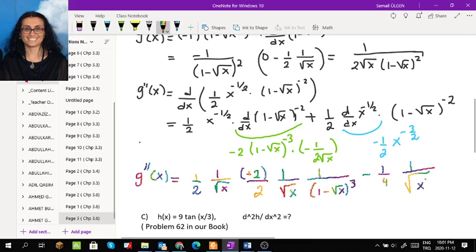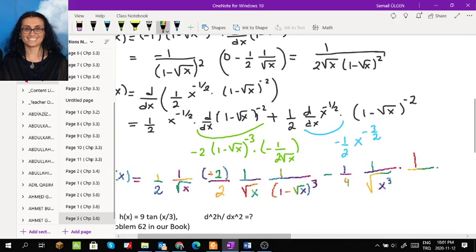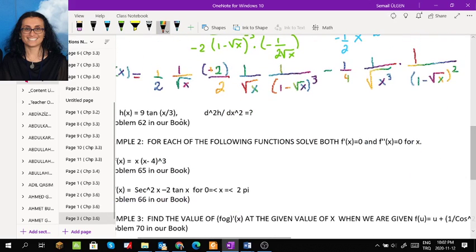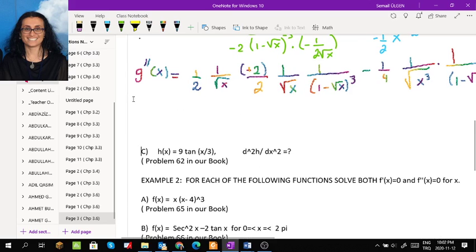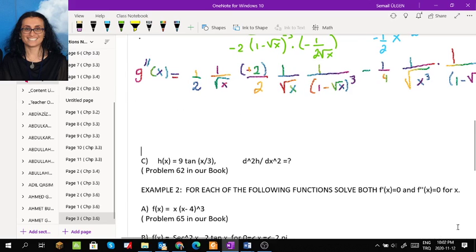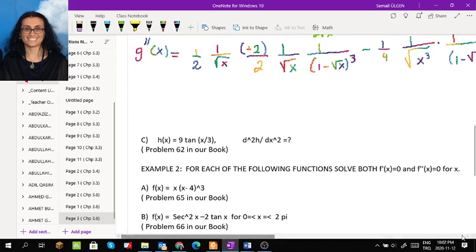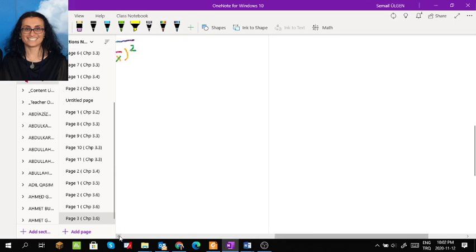negative 1 over 4, 1 over square root of x cubed here times 1 over, let's move this towards the right a little bit. And then here 1 minus square root of x to the second power. Okay, so I have that. Now if I want to simplify, I can. Let's try to simplify it. I am going to open up some room here. Let's simplify some of these things here.